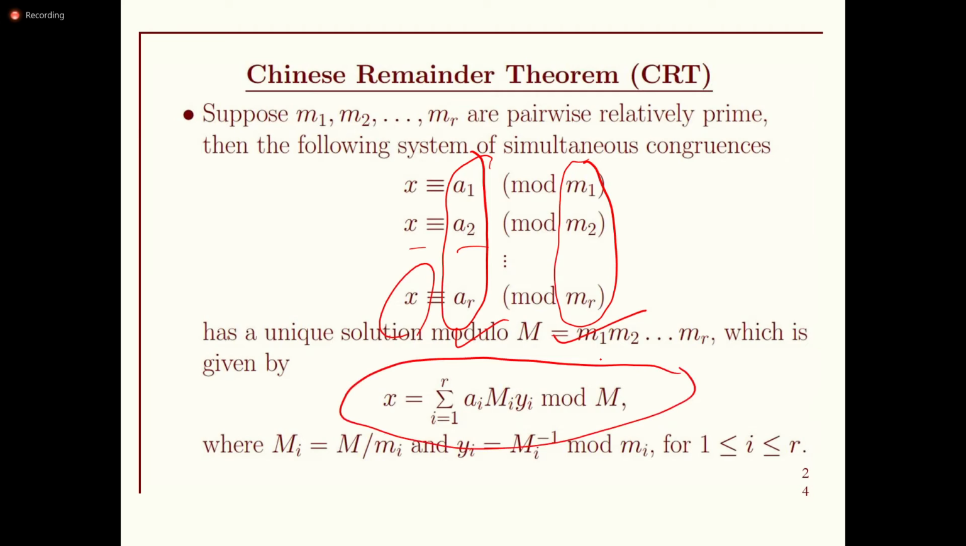By using this formula, we need to find out the X value. When M1 to M_R are relatively prime numbers, and the condition is satisfied, that is X is congruent to A1 mod M1 and X is congruent to A2 mod M2 and so on, then there will be a unique solution X. So the X value can be calculated by using this formula, where the number will have the inverse.